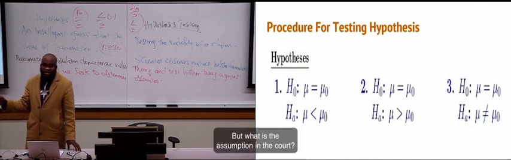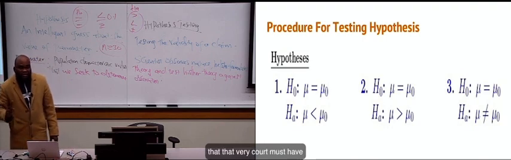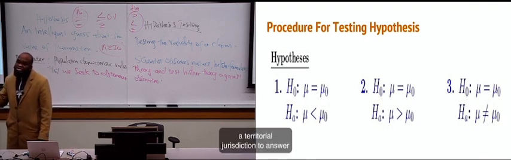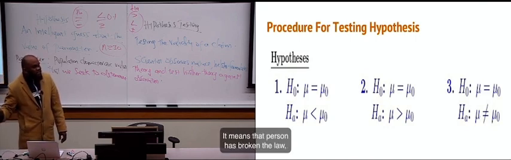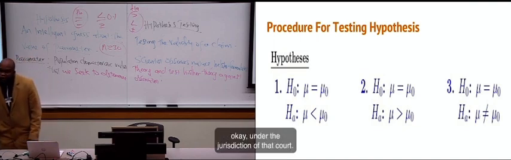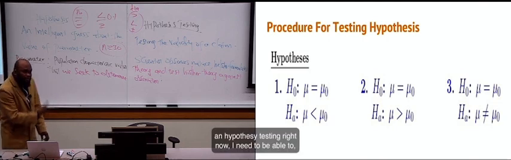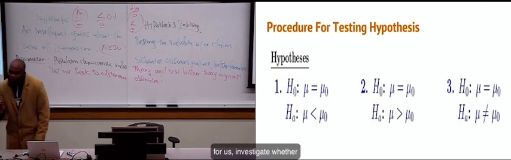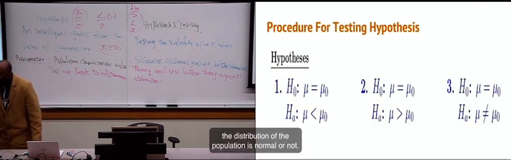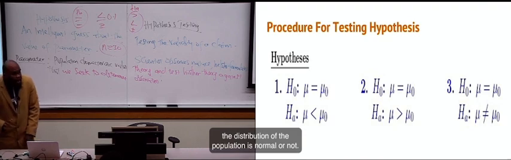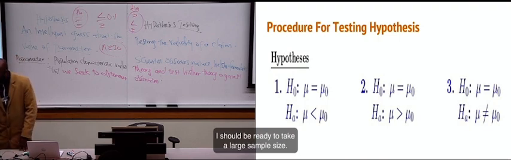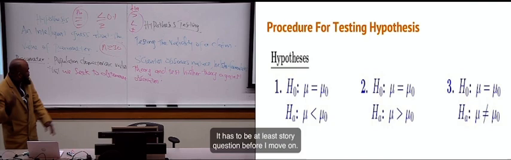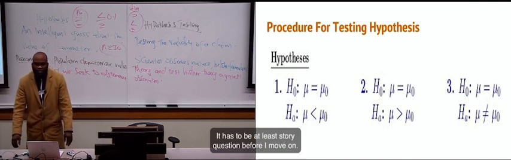But what is the assumption in the court? The assumption in the court is that that very court must have a territorial jurisdiction to answer the case. Before you can try somebody in a court, it means that person has broken the law under the jurisdiction of that court. Before I can conduct a hypothesis test right now, I need to first investigate whether the distribution of the population is normal or not. If it is not normal, I should be ready to take a large sample size. And how large is large? It has to be at least 30. Any question before I move on?